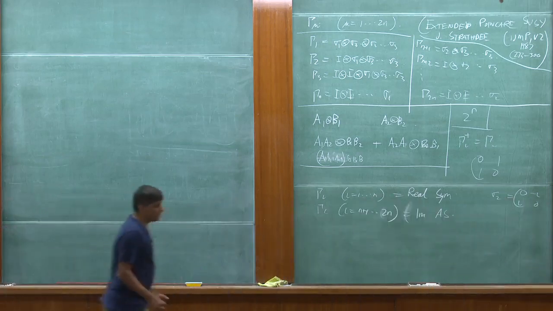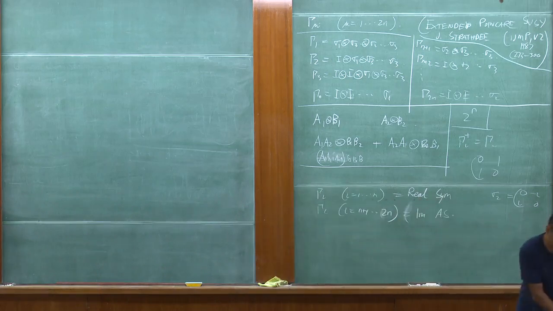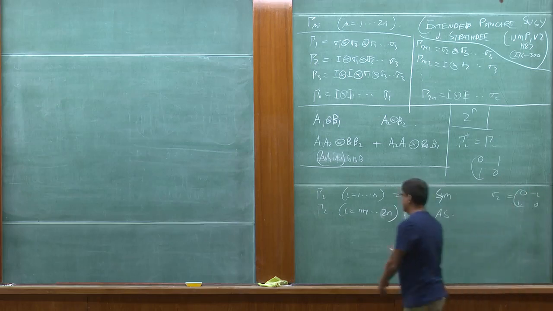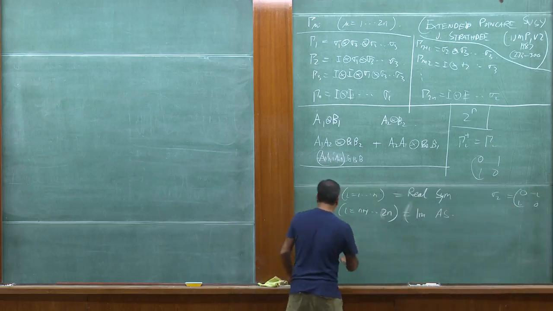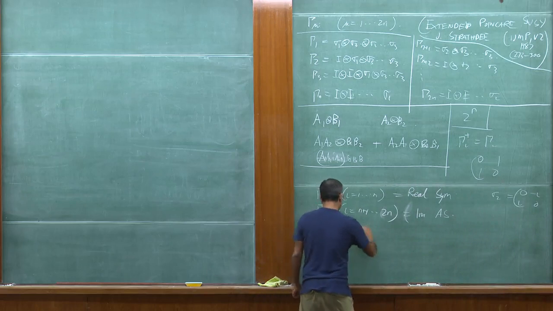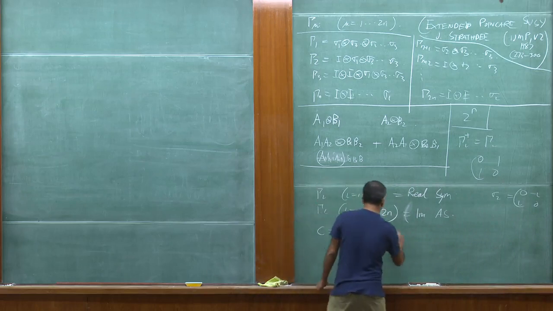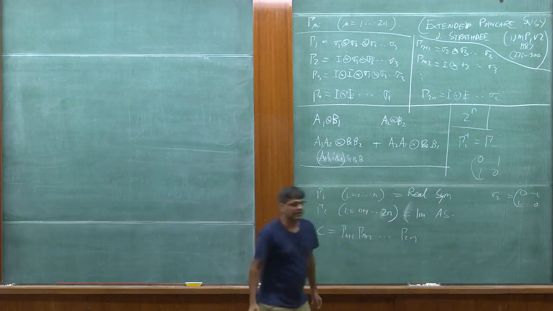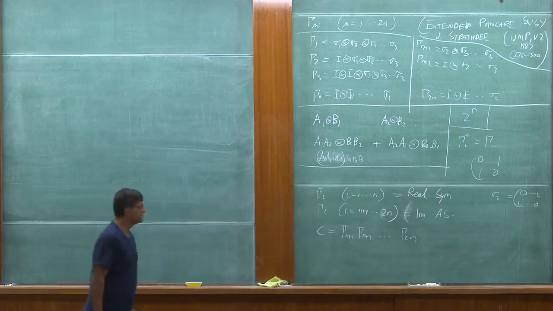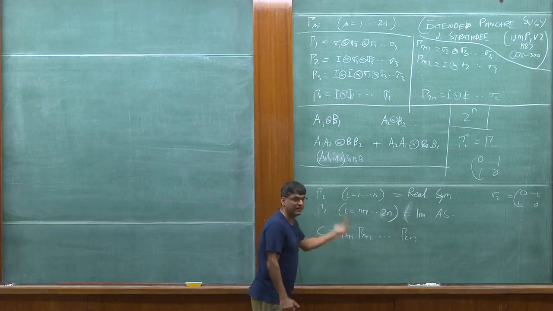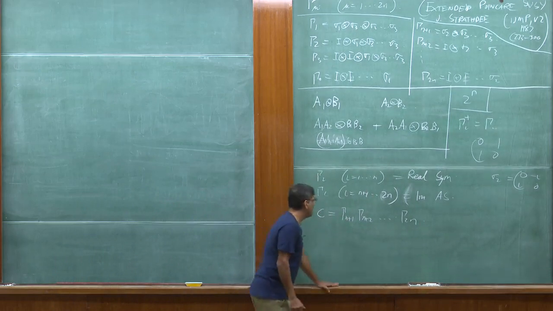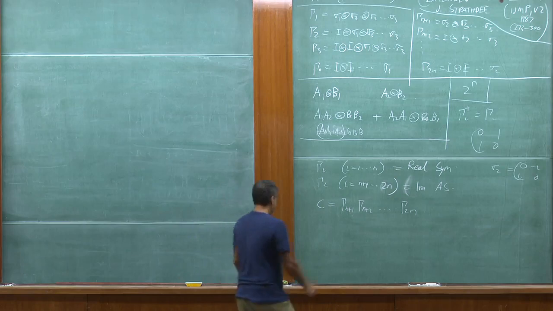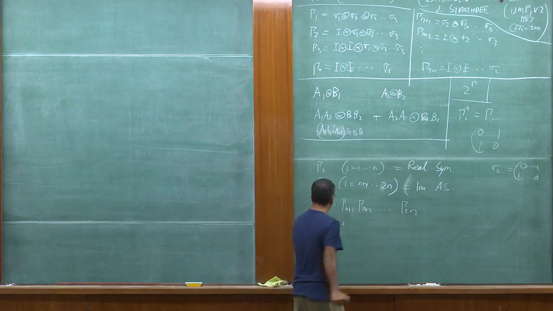So, suppose we consider the following matrix. I'll use the same notation as before so that there's no confusion. Suppose we consider the matrix C equal to gamma n plus 1, gamma n plus 2, up to gamma 2n. This is our definition. C is called the charge conjugation matrix. Suppose we look at this matrix, then let's look at C inverse.